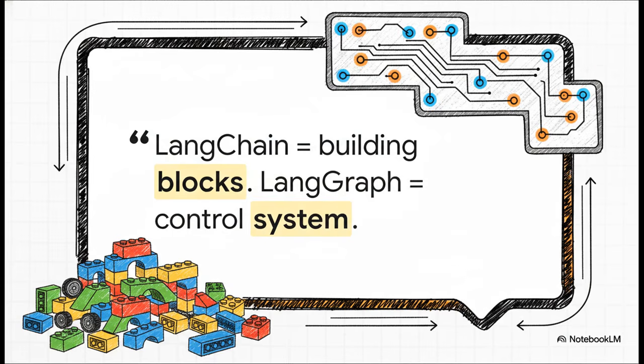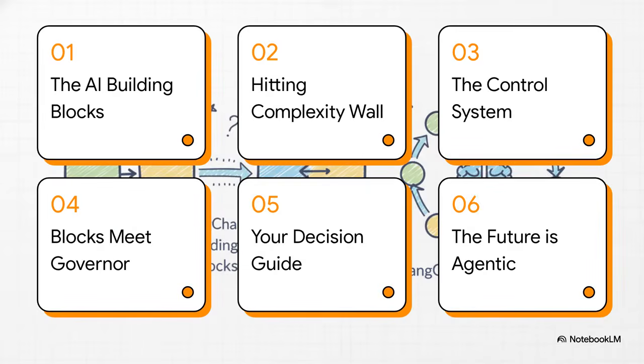can think and react. So here is how we're going to break it down. We'll start with the classic LangChain building blocks, then talk about where you kind of hit a wall with them. That's when we'll bring in LangGraph as the control system. We'll see how they work together, give you a super practical guide on when to use which, and then zoom out to see why this is all pointing towards a future run by AI agents.